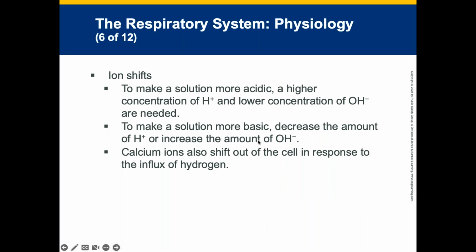So concentrations of positive H ions can be increased by adding more hydrogen ions to the solution or by removing OH ions. To make a solution more acidic, a higher concentration of hydrogen and lower concentration of OH are needed. If the solution needs to be more basic, meaning increasing pH level, there are two options: decrease the amount of H or increase the amount of OH. Those are our two options that we have.